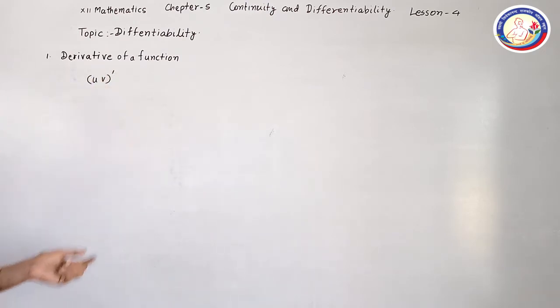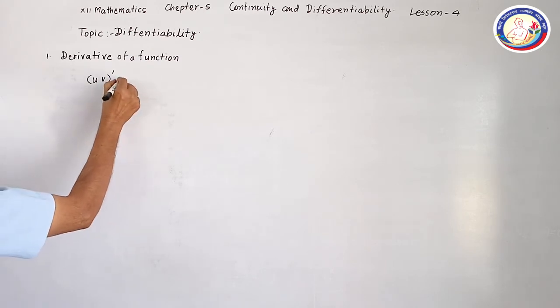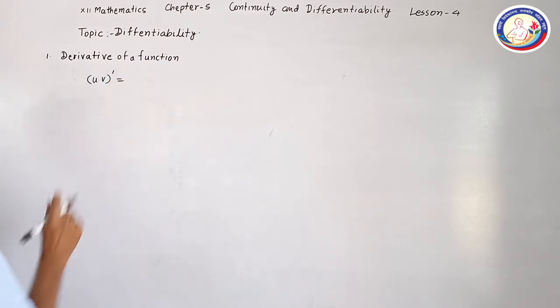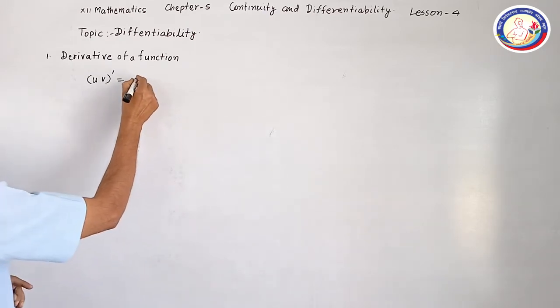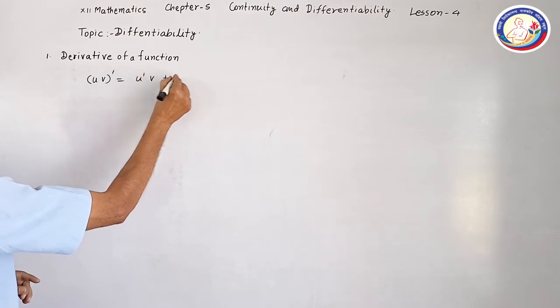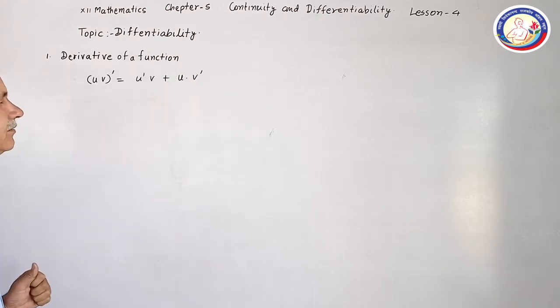If we want to find the derivative of the product of two functions, it will be given by: first, keep the second function as it is, derivative of first into second function plus first into derivative of second function.